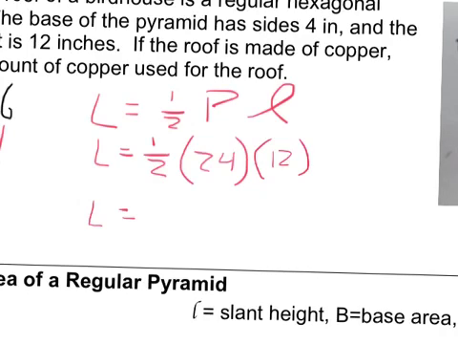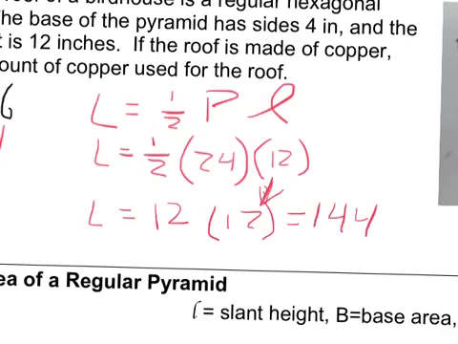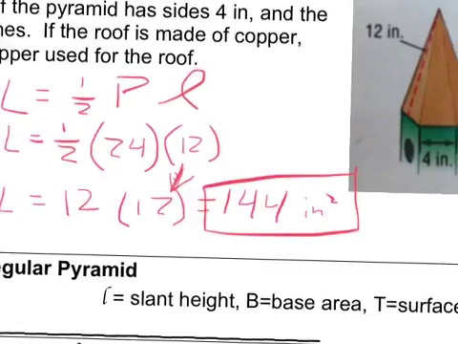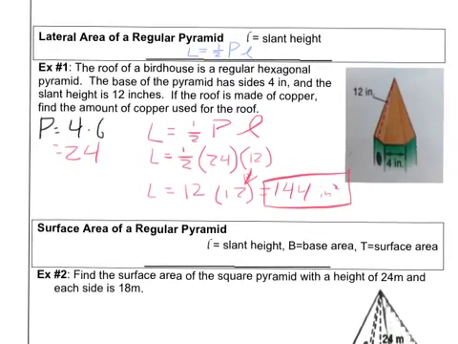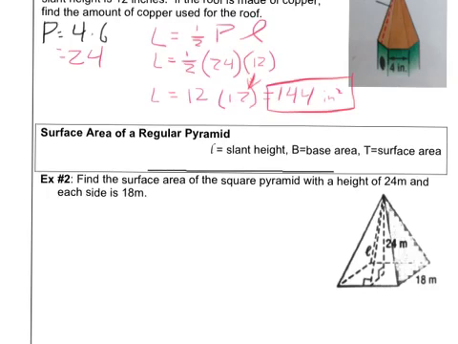And as I go to multiply this through, half of 24 is 12. And then I can just bring down this 12. Sorry, that was supposed to be an arrow. Bring down this 12, and you get 12 times 12, which is 144 inches squared. And there we go. That's it. That's the lateral area of that copper roof. Okay.